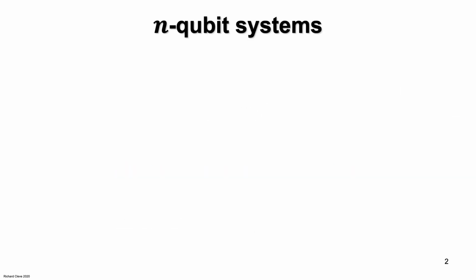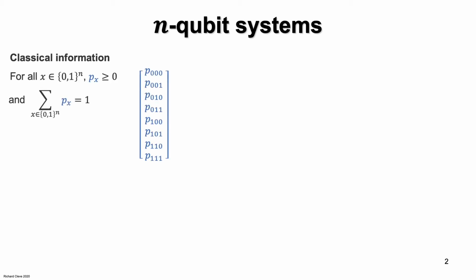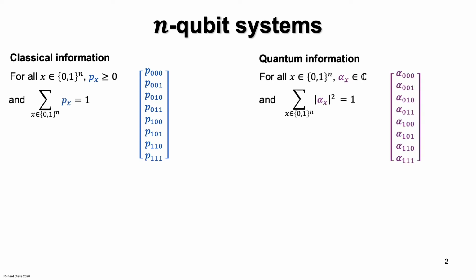First of all, for n classical bits, there are 2 to the n possible values, and a probabilistic state has a probability associated with every n-bit string. So the state is a 2 to the n dimensional probability vector. For n quantum bits, there are 2 to the n amplitudes, and the state is a 2 to the n dimensional vector of length 1, a unit vector.